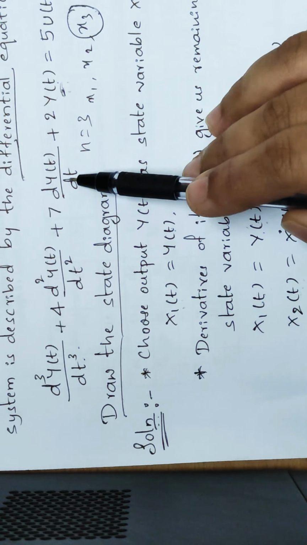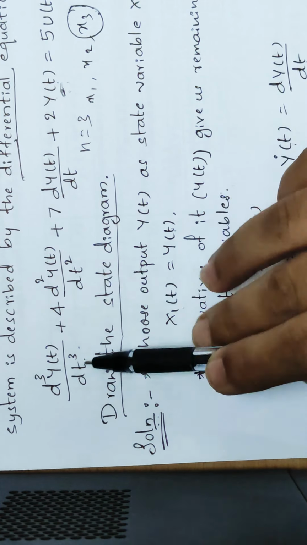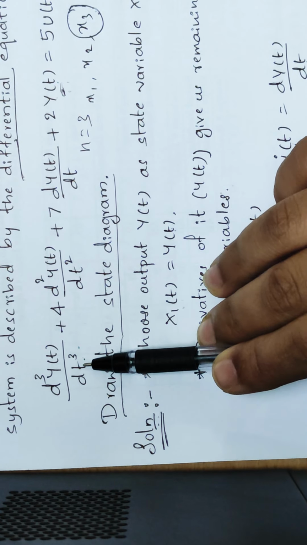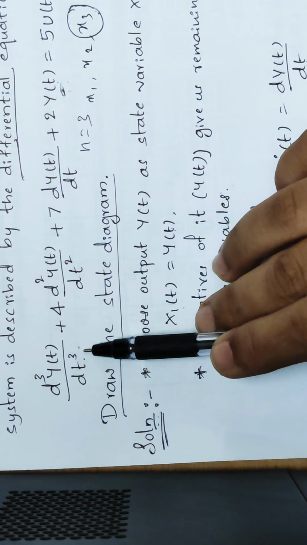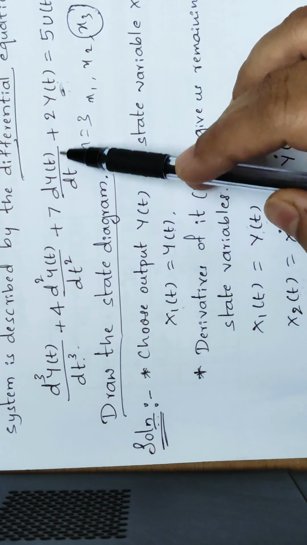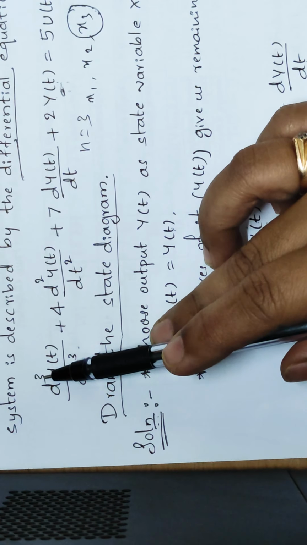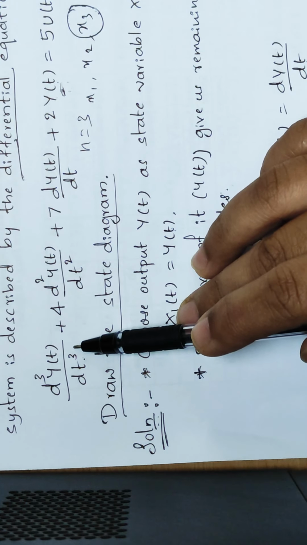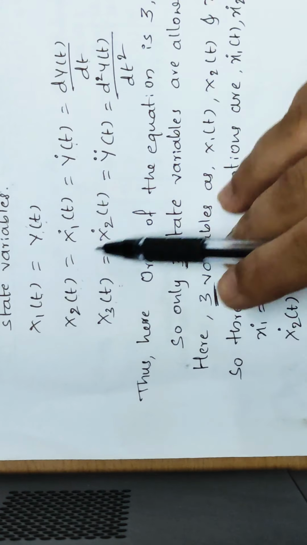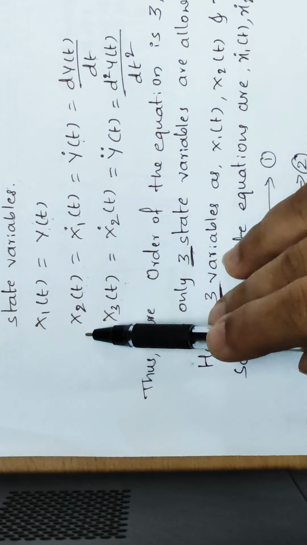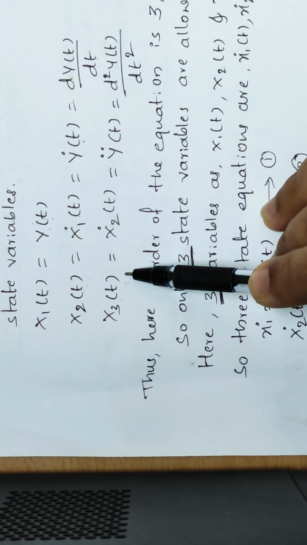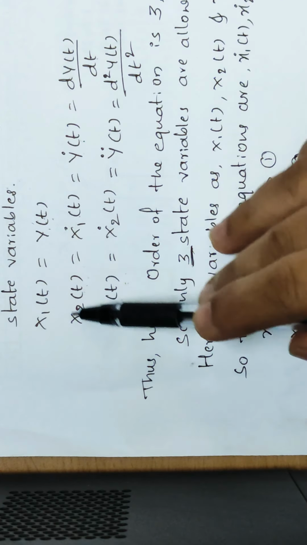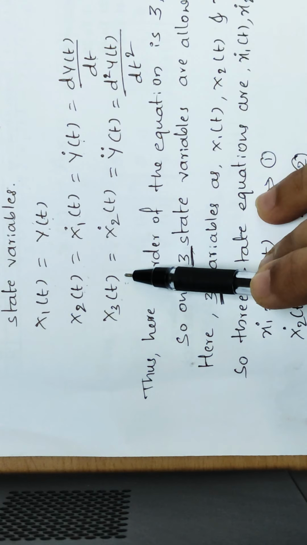x1, x2, x3, x3 dot. Okay, n is equal to 3, hence x3 dot we have to write from the equation. If d raised to 4 is there, we have to write x4 dot. Getting? See here, how many variables are there? x1, x2, x3, 3 variables are there. So we have to write 3 state equations.